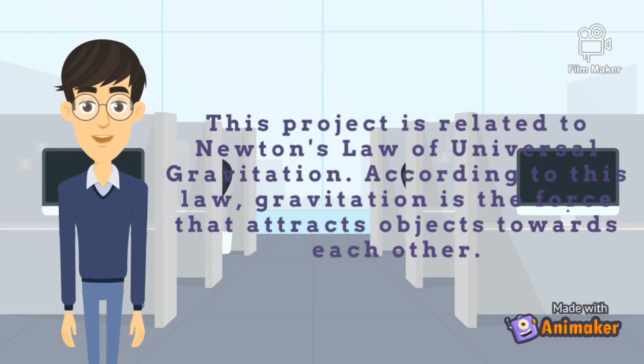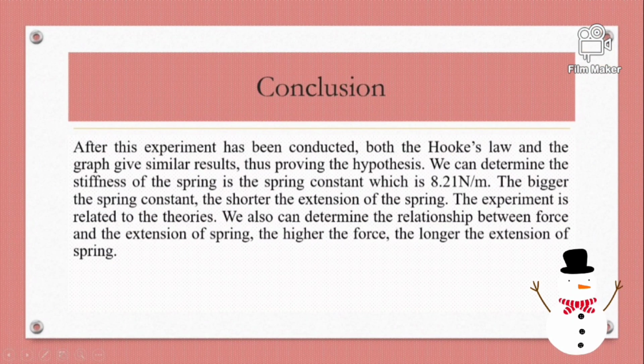This project is related to Newton's law of universal gravitation. According to this law, gravitation is the force that attracts objects toward each other. After this experiment has been conducted, both Hooke's law and the graph give similar results, thus proving the hypothesis. We can determine the stiffness of the spring, the spring constant, which is 8.21 Newton per meter.